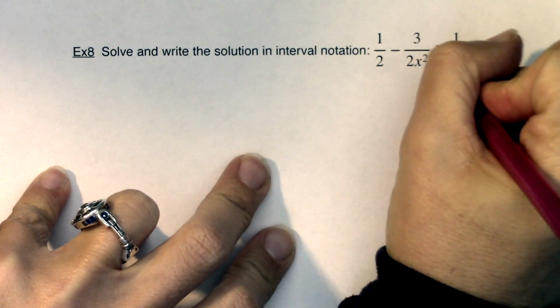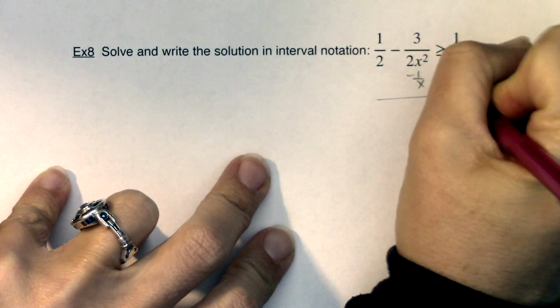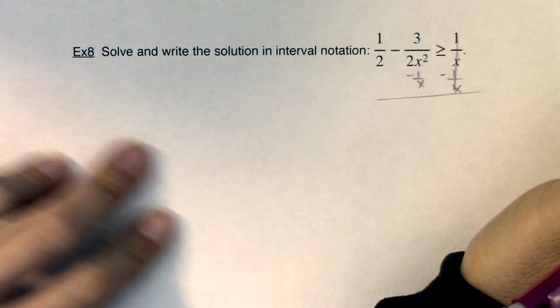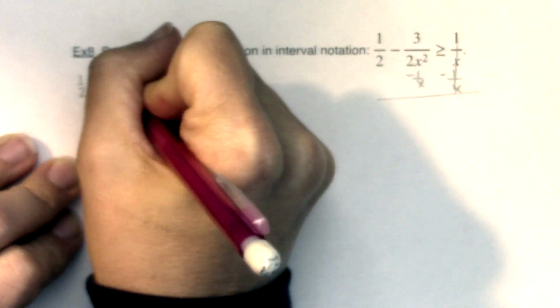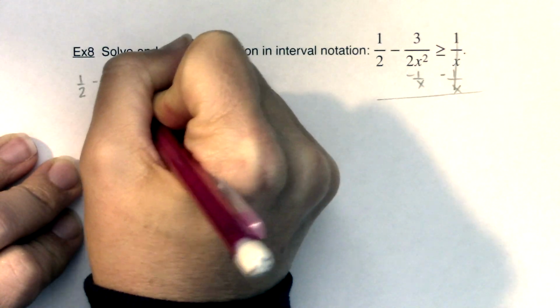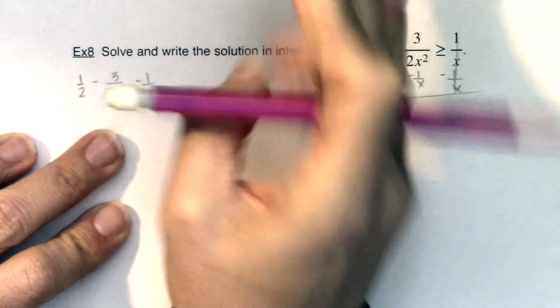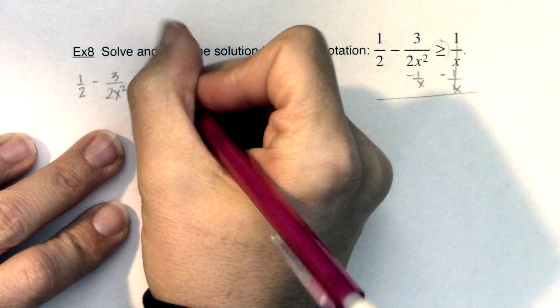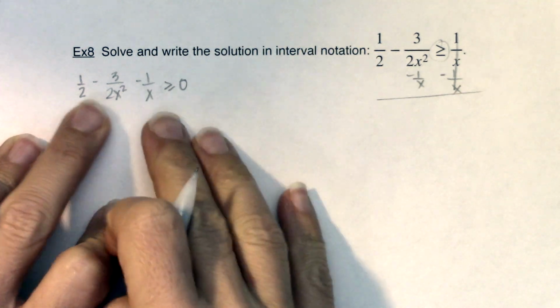So my first step is going to be to subtract 1 over x, right? This will cancel out by design, and I will be looking at 1/2 minus 3 over 2x squared minus 1 over x. And oops, I put less than. Let me move this back. I've got to look at my original symbol. It's actually going to be greater than or equal to 0. Okay, so I have fractions here.